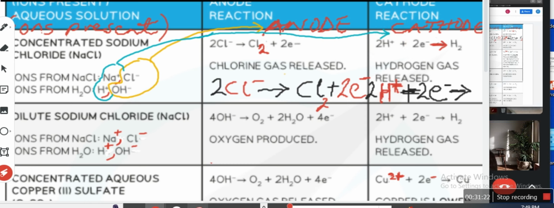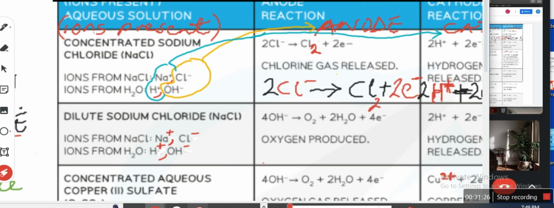And the concentrated, because there's more of it, it's preferred. So that's why chlorine is preferred in that one. Exactly. These two ions, chlorine and hydroxide, go to the anode, and because it is a concentrated sodium chloride, chlorine is discharged. That would be different if it was dilute. When we come to dilute, you're going to see a different thing, so you better pay attention to this.